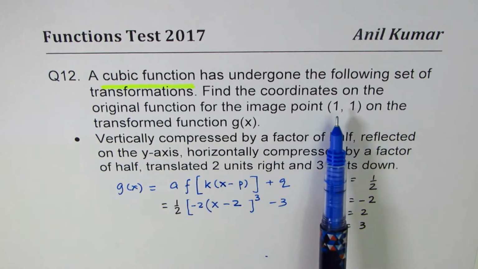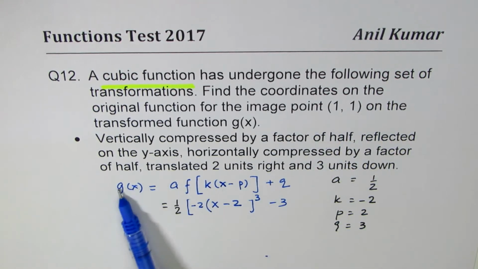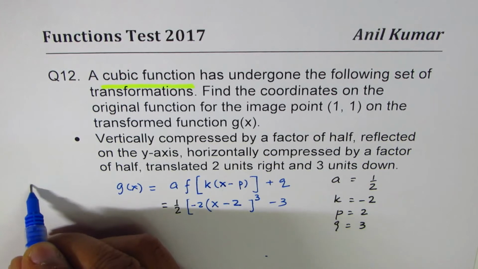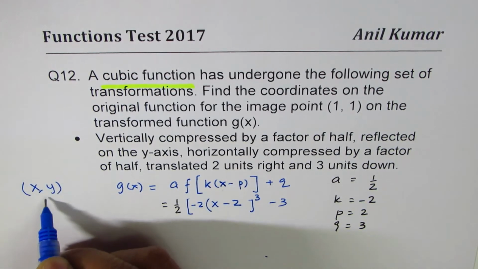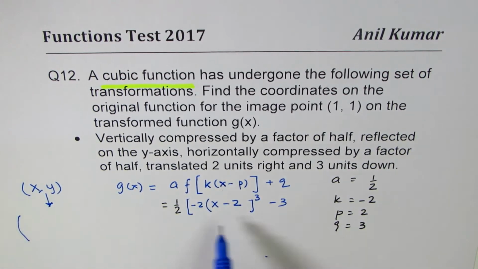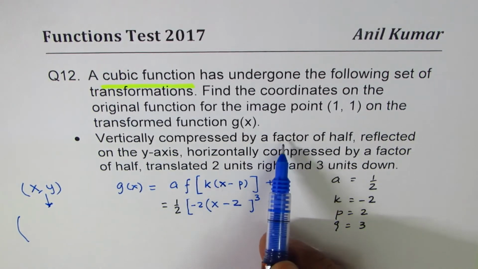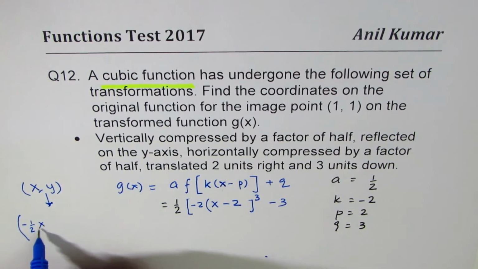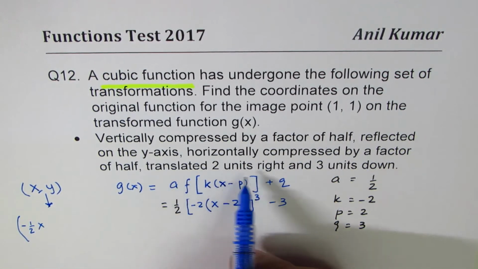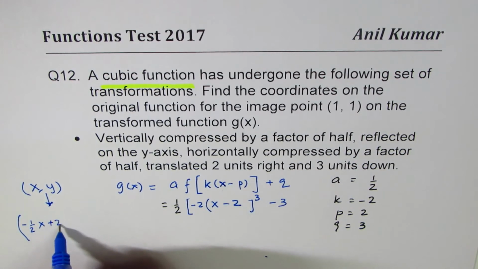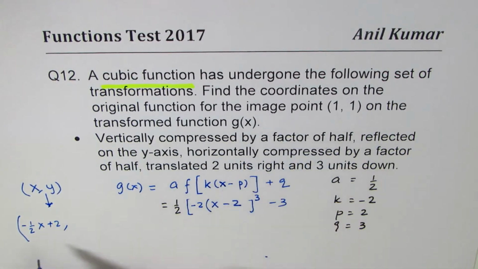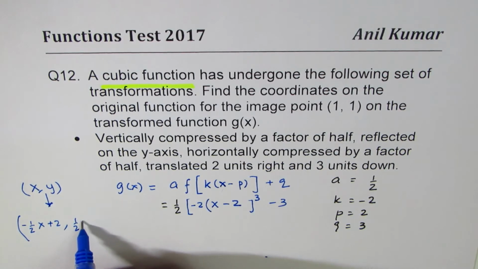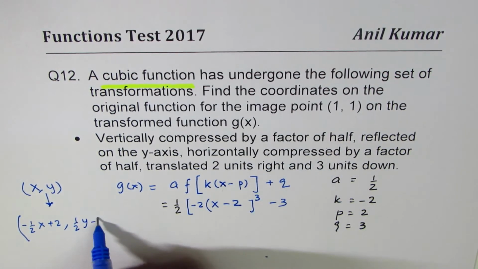Now we are given a point (1, 1), which is on the transformed function g of x. Do you see that? So in general, how is the transformation going to take place? If I have a point (x, y), then the transformed point will have x value, since it is reflected on the y-axis and horizontally compressed, minus half of x, translated 2 units to the right, so you add 2. The y value, vertically compressed by a factor of half, 3 units down. So that becomes the y value.